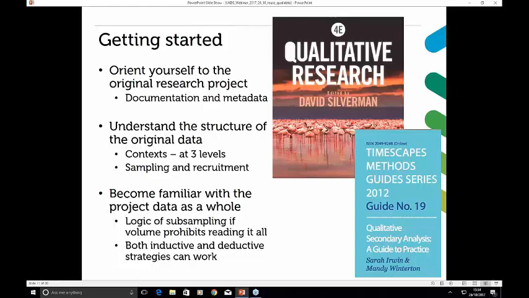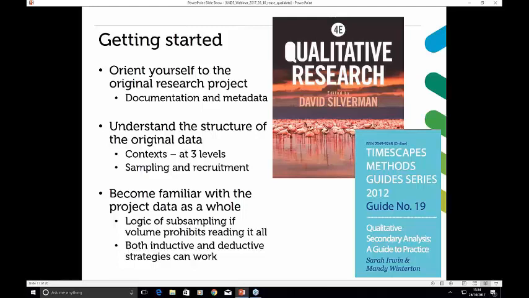If you have access to that book, perhaps through your library, I definitely recommend starting with that chapter. But there's also a Timescapes Methods Guide series, which is available freely online. It's short, just a few pages, but Sarah Irwin and Mandy Winterton do a good job of highlighting some of these issues and helping you get started reusing qualitative data.